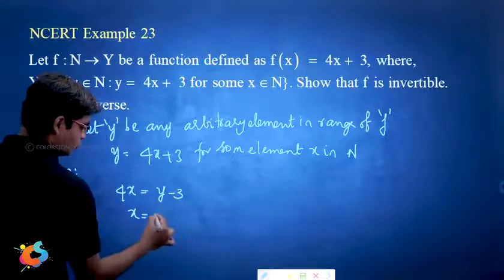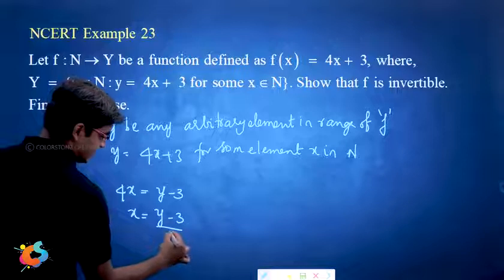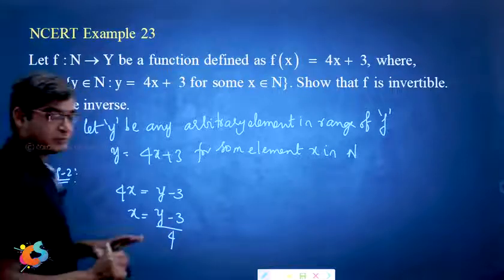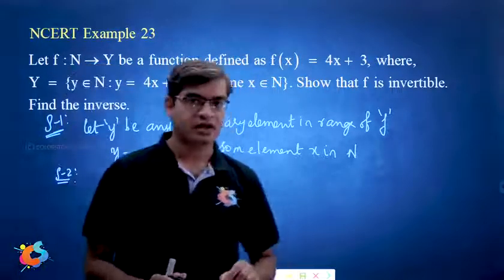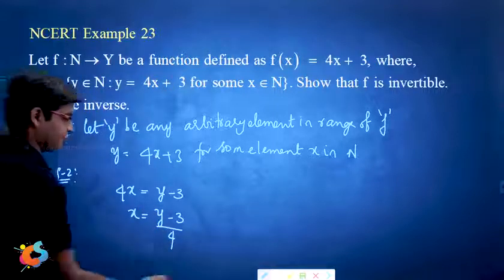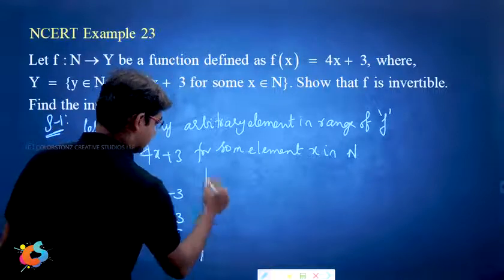So x is equal to (y minus 3) divided by 4. So step 2 is completed. Okay, what is step 2? Get x as a function of y. Next, step 2 is done. Let us write step 3.